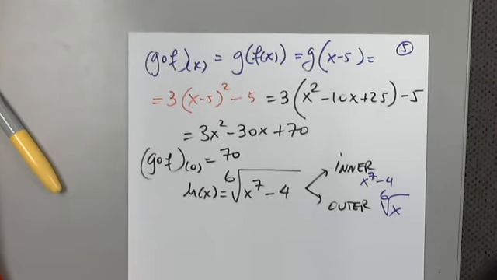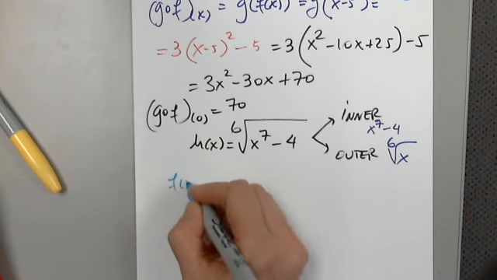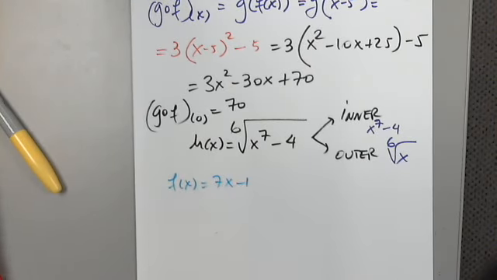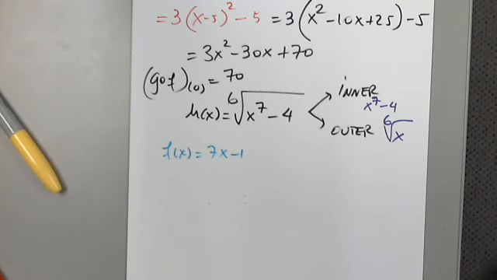Okay, we're given f of x, which is 7x minus 1. They want us to find the inverse. They want us to graph both on the same coordinate system. But now I'm going to ask you, is this function one-to-one? Because if it's not one-to-one, it doesn't have an inverse. It is one-to-one because it's a line, and by the horizontal line test, it is one-to-one, which means it will have an inverse function. Good, very good.